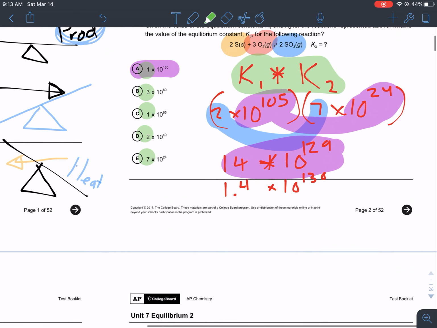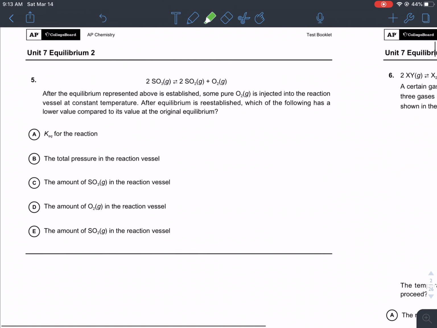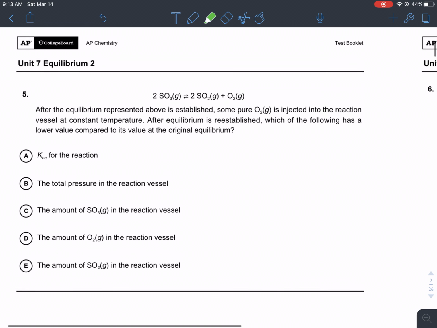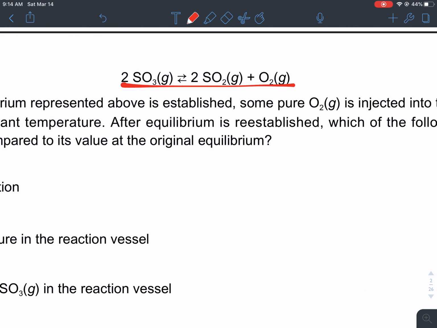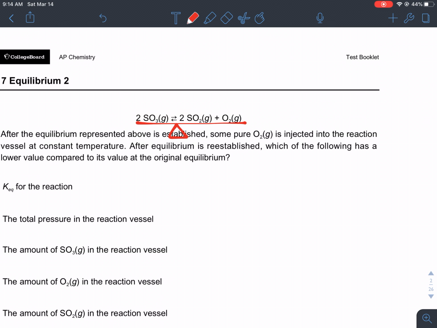All right, let's get to question number 5. After the equilibrium above is established, some pure O2 is injected into the reaction vessel at a constant temperature. After equilibrium is reestablished, which of the following has a lower value compared to its value at the original equilibrium? So, all right, I want to draw this for you, okay? So what did we do? We had equilibrium, and then we injected some O2.